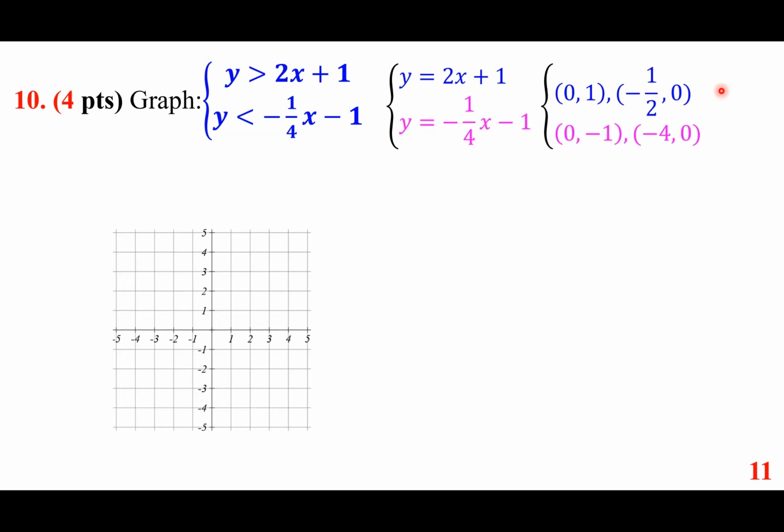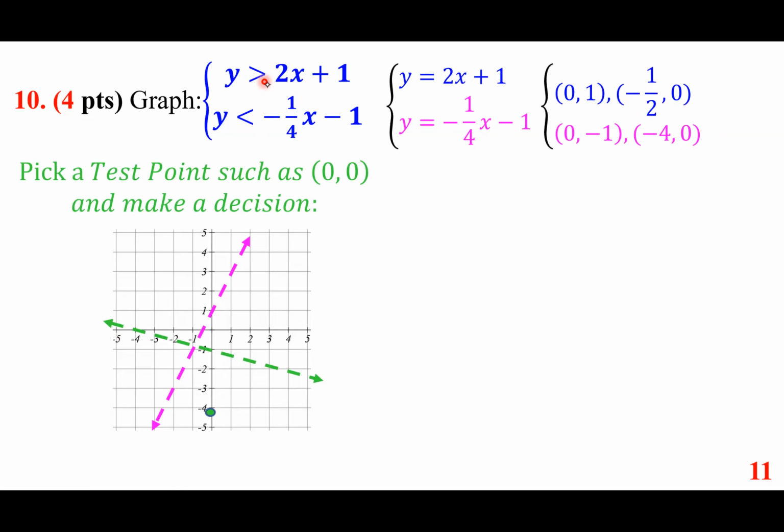So let's plug in those pairs and graph the two lines. They are both dashed lines because we don't have the equality. Let's pick a test point. The best choice, if 0, 0 is not on the line, that would be the choice for that specific line. In this case, it doesn't belong to any of them, so we can test them and see what happens.